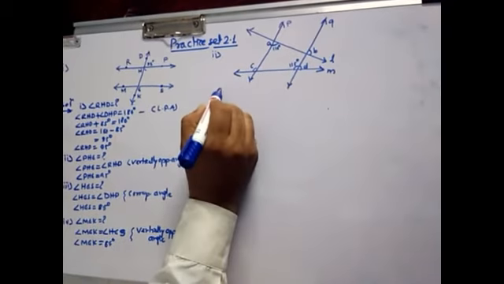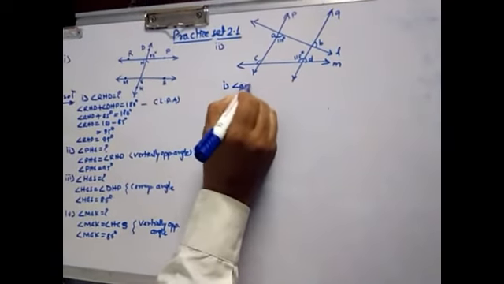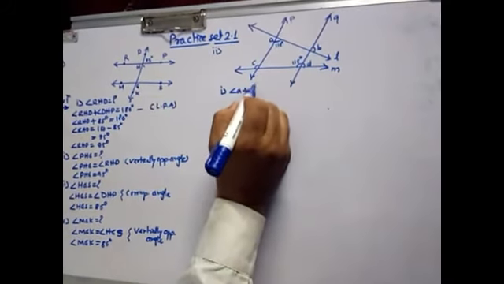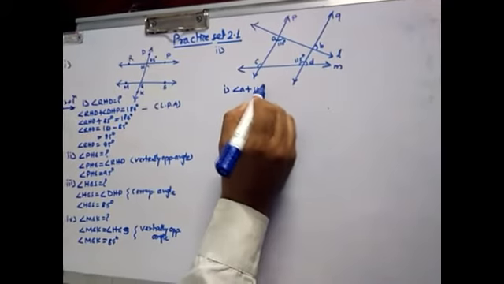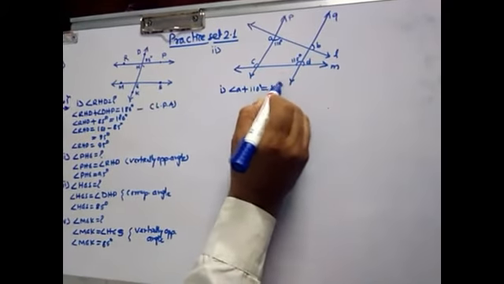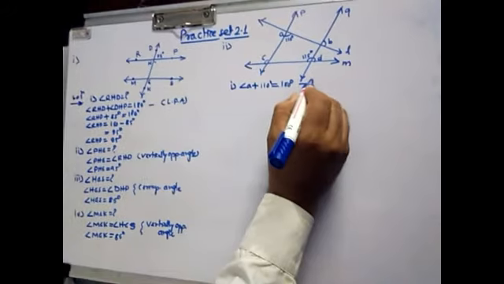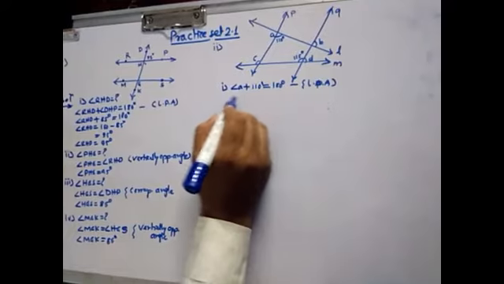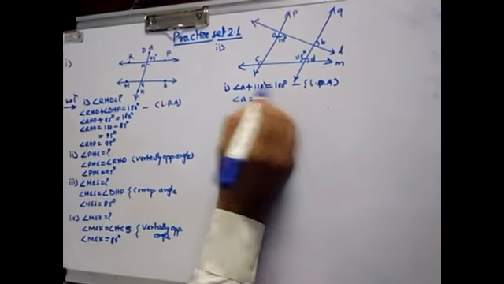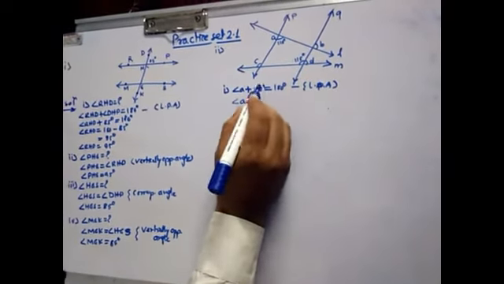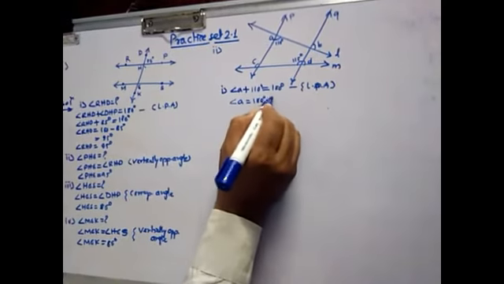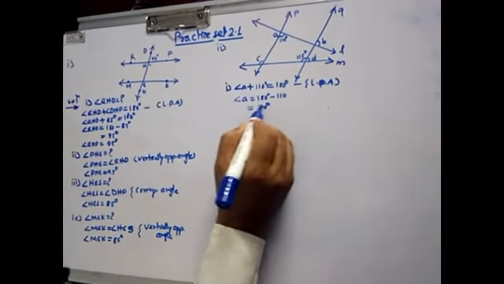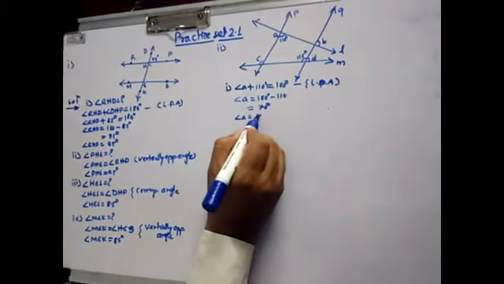So see first, angle A plus, these two are a linear pair of angles. Angle A plus 110 degrees is equal to 180 degrees. These are linear pair angles, so write down here: linear pair angle. Now angle A is equal to 180 degrees minus 110, so what remains is 70 degrees. So angle A is equal to 70 degrees.